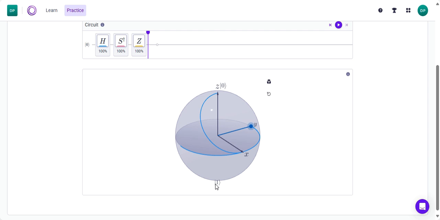But since the RX gate doesn't do a full pi turn on the sphere of the atom, it only goes to this point. It only goes half. All right, so that's it. I hope you understand that. If you don't, just put it in the comments, but just let me know.